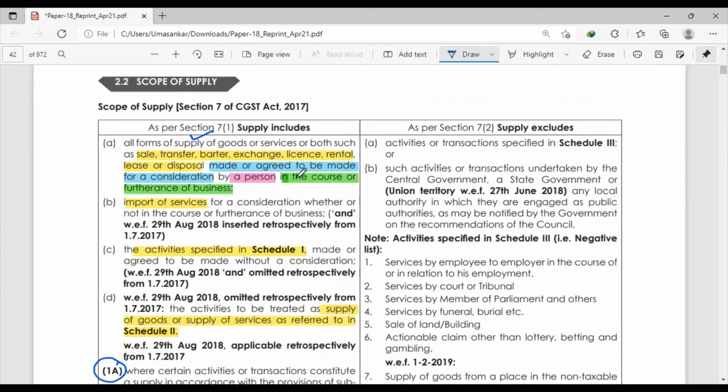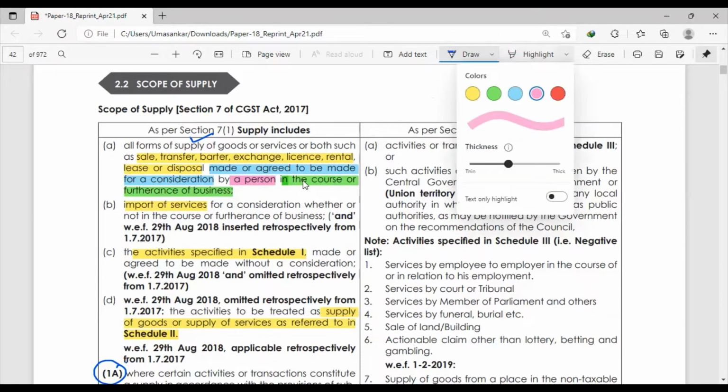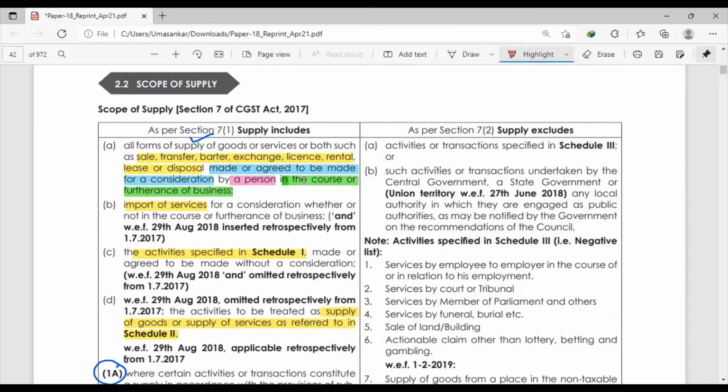So we'll go to the exclusive definition now. What does supply exclude? This one I will highlight in red color. Activities or transactions specified in Schedule 3. I have already said there are some schedules. Schedule 1 and 2 will be considered inclusions, and Schedule 3 an exclusion. Whatever activities or transactions happen in Schedule 3 will not be considered as supply. So no GST.